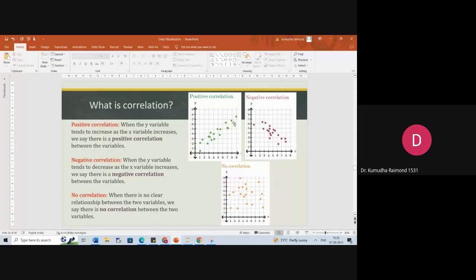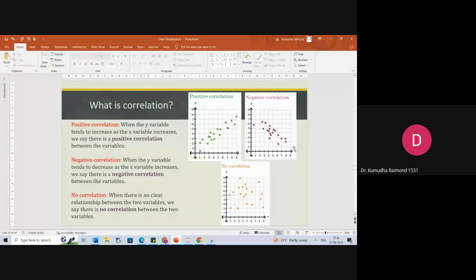What is positive correlation? As the x value increases, your y value also increases. When the y variable tends to increase as the x variable increases. For example, take a day starting from 6 a.m. to 12 p.m. As the time increases, the sun radiation also increases, right? That is called a positive correlation. Now take from 1 p.m. to 7 p.m. in the afternoon. As the time increases, the sun radiation value comes down. That is negative correlation.